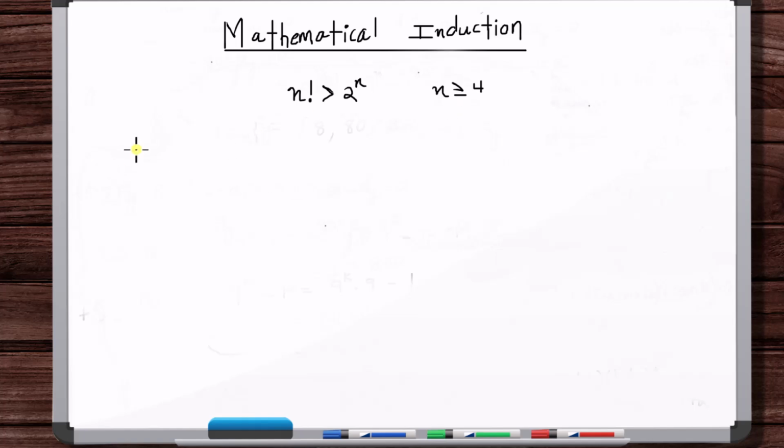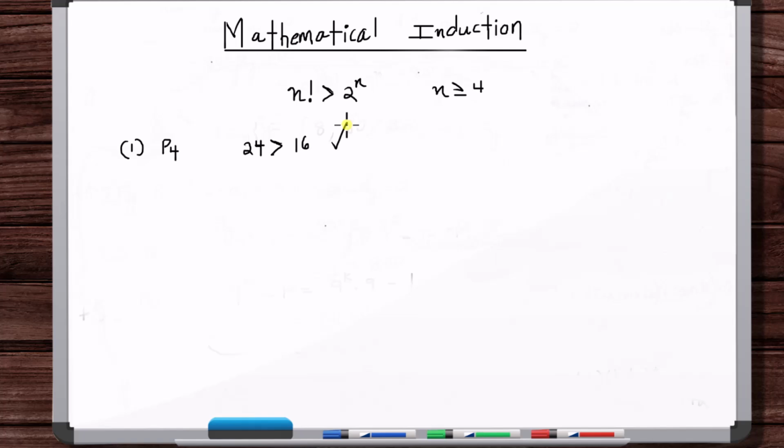So step 1 is you want to prove p sub 4. At 4, you've got 4 factorial. 4 times 3 equals 12, 12 times 2 is 24. Is 24 greater than 2 to the 4th? Yes.